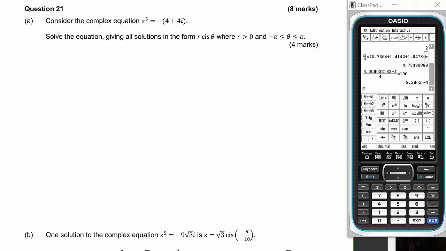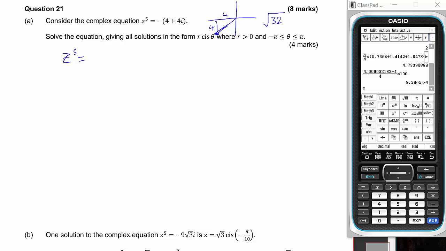Okay, final question. So what do we have here? We've got z to the power 5 is -4 plus 4i. So -4 take 4i, so that's going to be actually down there. 4 and 4.